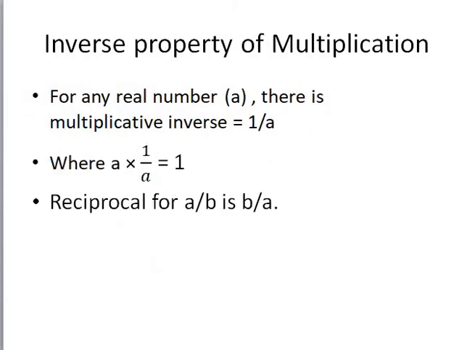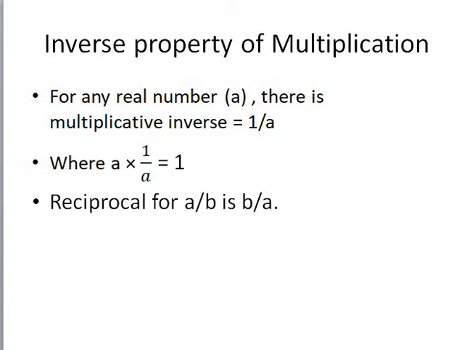Okay, now another property, which is the inverse property of multiplication. It tells you that for any real number a, there is a multiplicative inverse, which is 1 over a. So for any number a, there is what I call the multiplicative inverse 1 over a. But the reciprocal is general for any fraction like a over b. There is a reciprocal which is b over a.